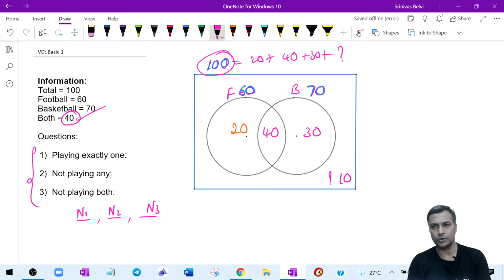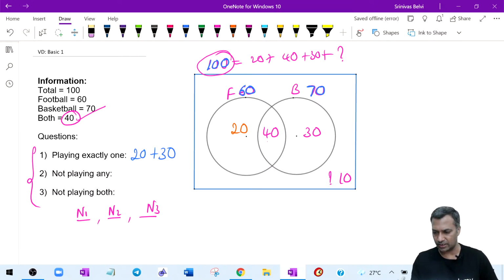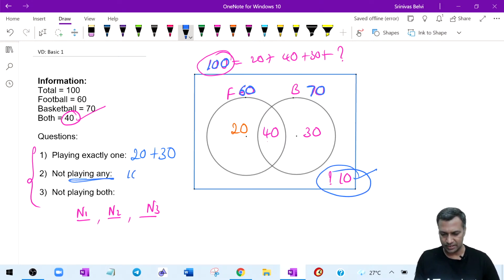Good, very good. First question, playing exactly 1: 20 plus 30. Fair enough. That's right, 50. Not playing any is none of these. Not playing any is this number. None of these. That is 10.